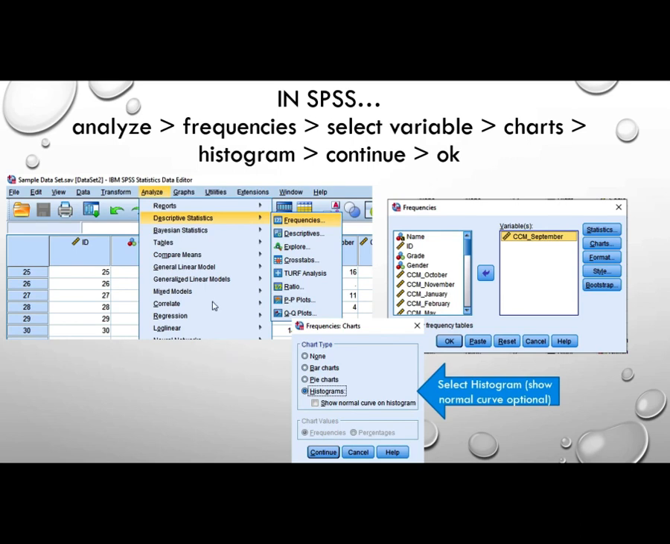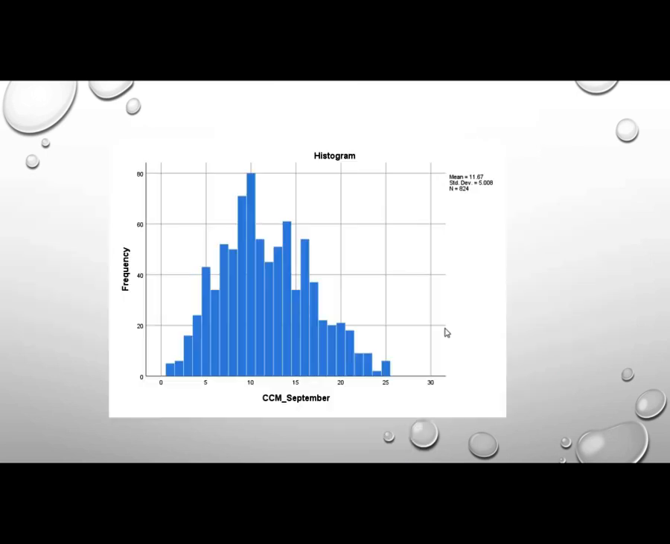In SPSS, you're going to go to Analyze, Descriptive Statistics, Frequencies. Okay, you bring your variable over. Now you're going to click on Charts. When you get charts, you're going to come down here and select histogram. You can choose to put the normal curve on the histogram. You don't have to. Here in this demonstration, I didn't do it. And then you'll get this output.